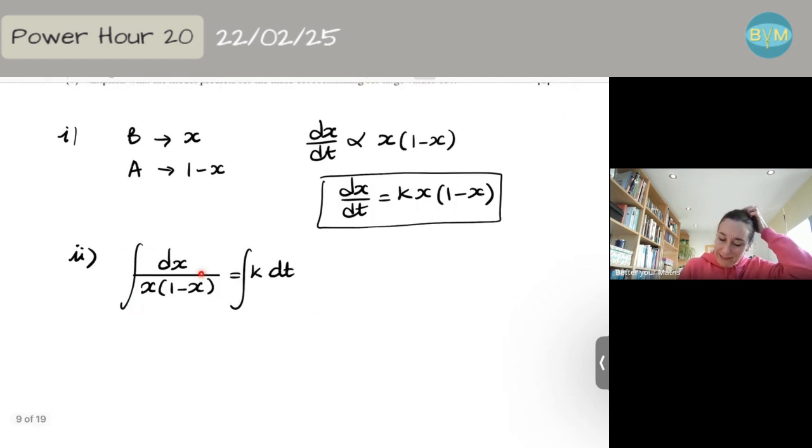How do you think I can integrate this one? I know we haven't done integration yet, but all of you have done integration at school, I think. How do you think I can integrate that one? Anyone? Please tell me if you think you know. How would you integrate that one?